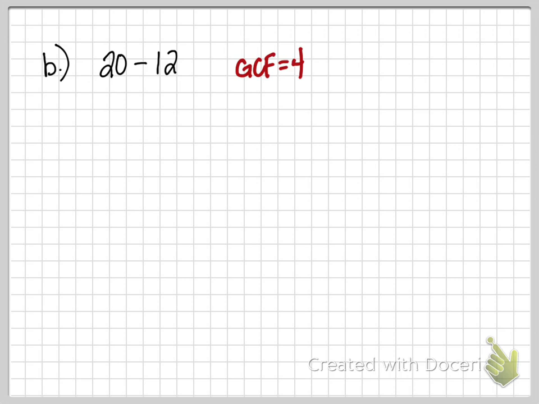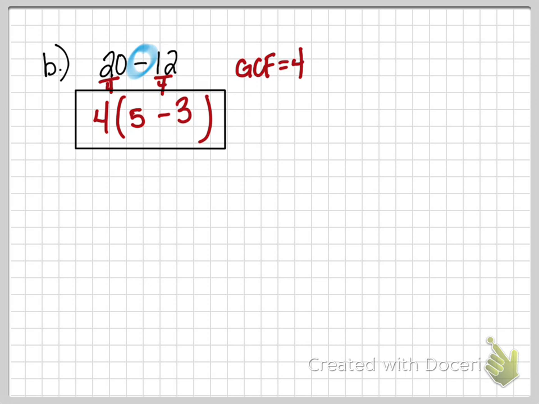Tate? On the left side. Good. Outside of the parentheses. And then, in order to get our inside numbers, we divide both of the terms by that GCF. 20 divided by 4 is 5. Notice we have a minus sign. So what we're going to put in the middle will be a minus sign. And 12 divided by 4 is 3. So that is our factored form.